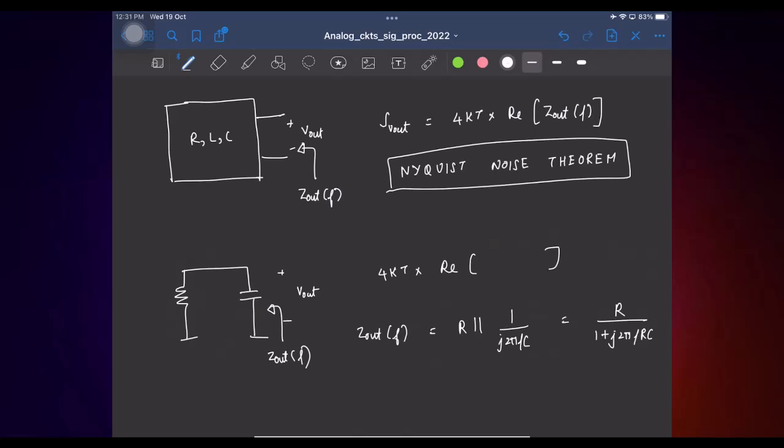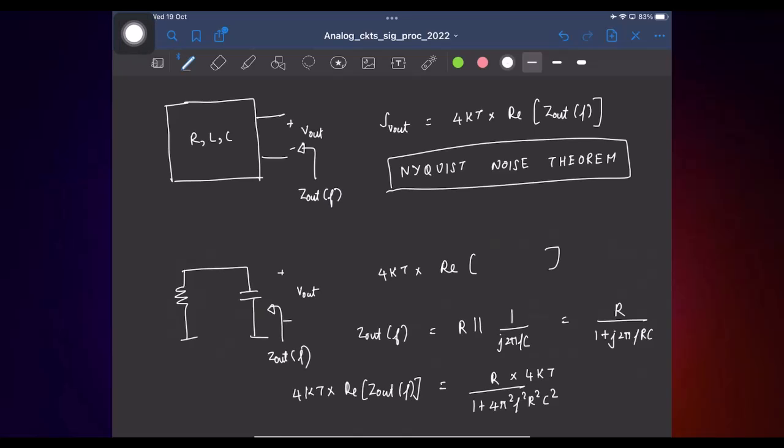So what is the real part of Z out then? Just multiply by the conjugate, so it will be R by 1 plus omega squared R squared C squared. So the power spectral density is 4kT times this. And this is what you will get if you do the normal method also.